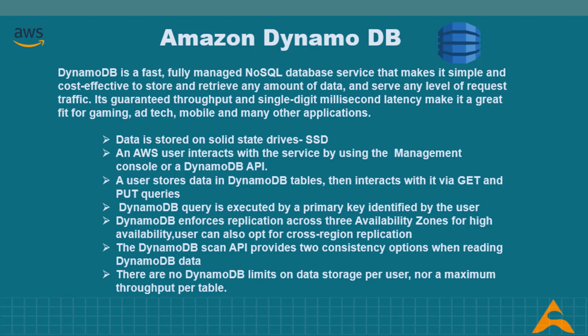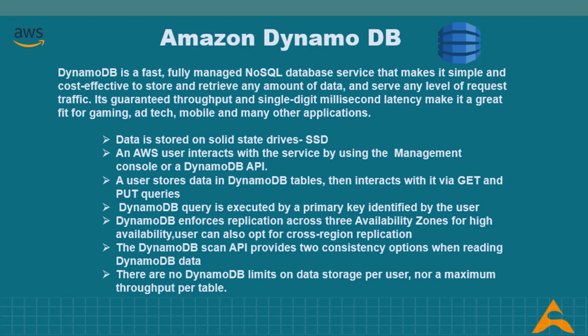An AWS user interacts with the service by using the AWS Management Console or the DynamoDB API. Here, a user stores data in a DynamoDB table, then interacts with it via GET and PUT queries, which are read and write operations respectively. DynamoDB supports basic CRUD operations and conditional operations. Each DynamoDB query is executed by a primary key identifier specified by the user, which uniquely identifies each item.